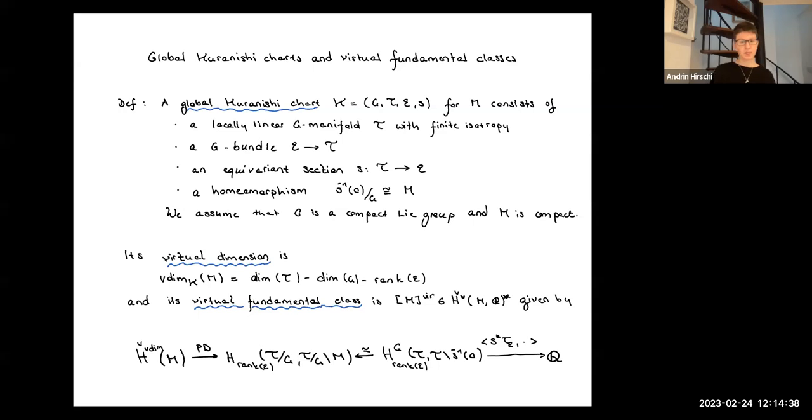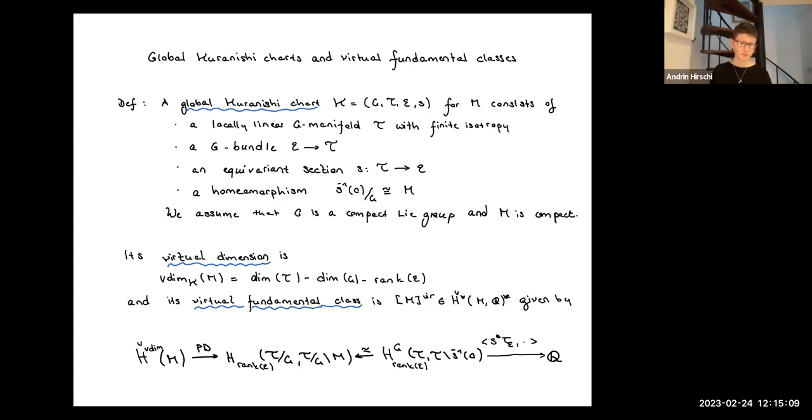Now, the virtual dimension of M with respect to this Kuranishi chart is simply given by the dimension of T minus the dimension of G minus the rank of the obstruction bundle. And I think you can easily see that in the case where the obstruction section intersects the zero section transversely, this is just the dimension of this orbifold here. So in some sense it's a natural notion of dimension.